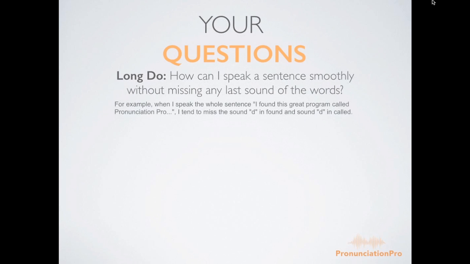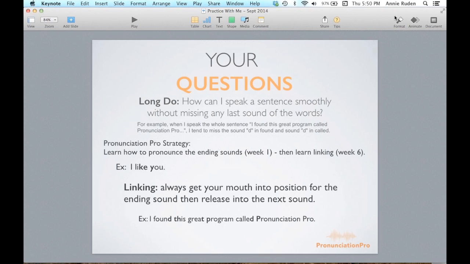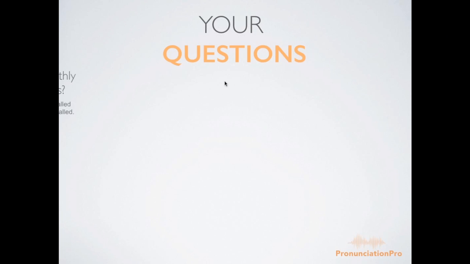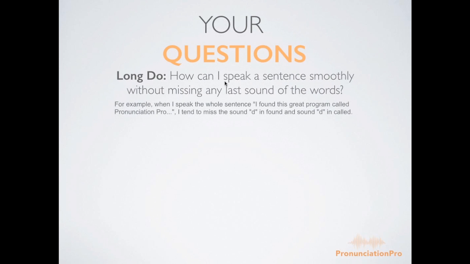Okay, here's another question. I'm going to move my thing here so I can see all the words. How can I speak a sentence smoothly without missing any of the last sounds of the word? For example, when I speak the whole sentence, I found this great program called Pronunciation Pro, I tend to miss the sound D in found and the sound D in called.